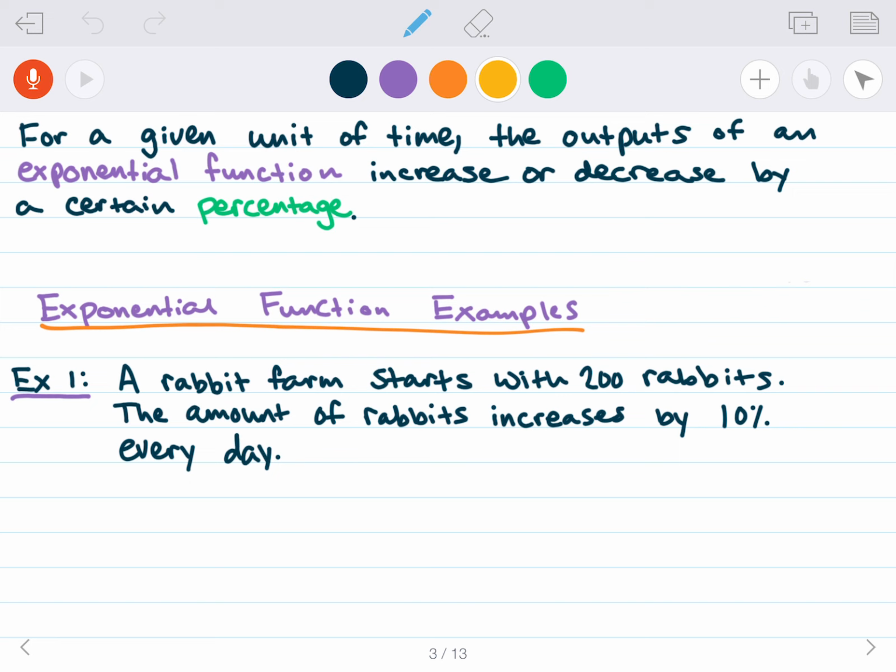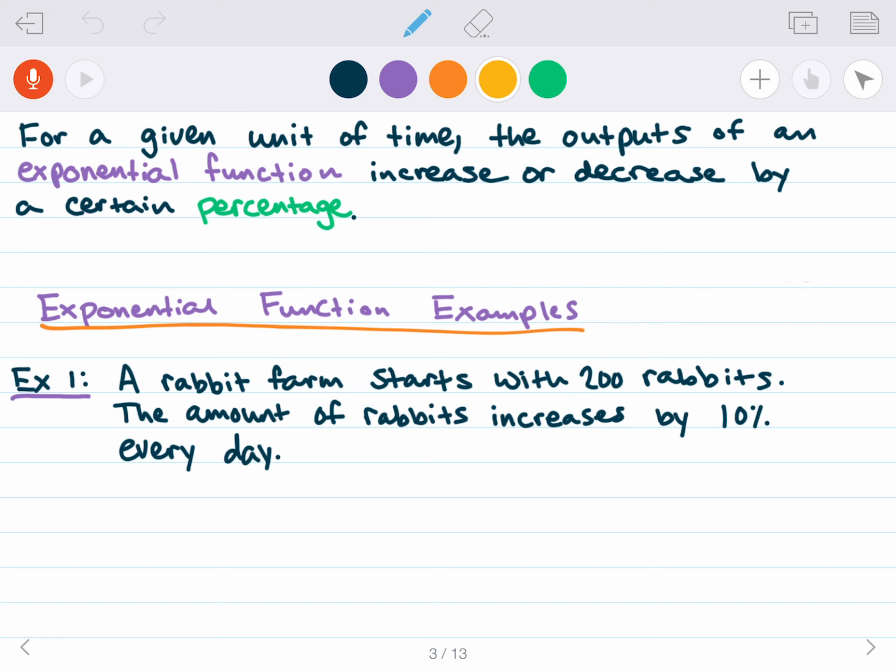Okay, so what are exponential functions? For any given unit of time, the outputs of an exponential function increase or decrease by a certain percentage. Let's just look at some examples to kind of talk our way through this. So the first example is this.